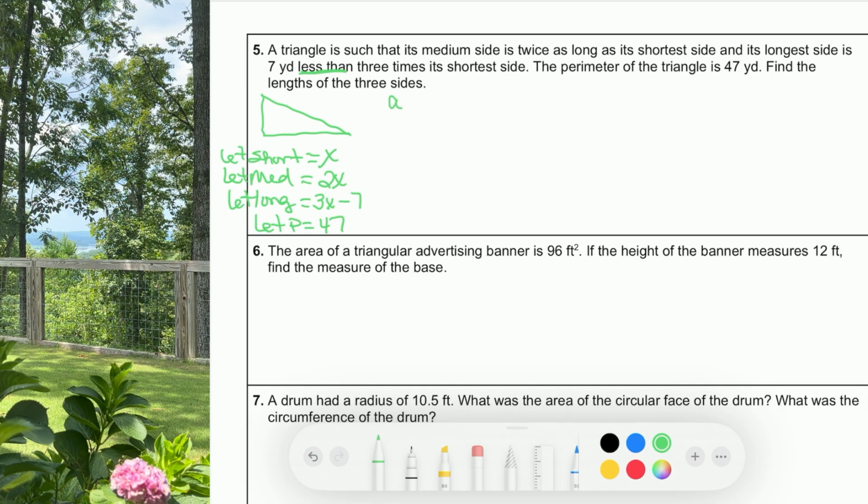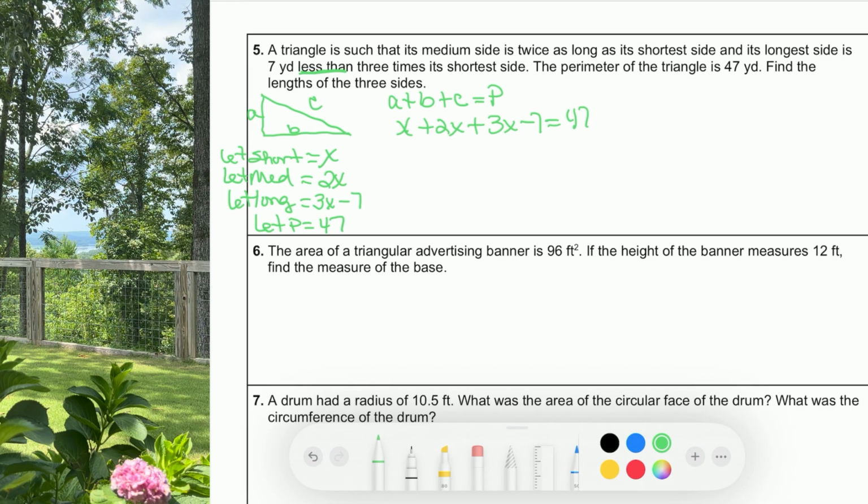Now remember, A plus B plus C equals the perimeter. So I'm going to label our sides A, B, and C. A is our shortest side, so that's X. B is our medium side, so that's 2X. And then C is our long side, 3X minus 7, and then P is 47.